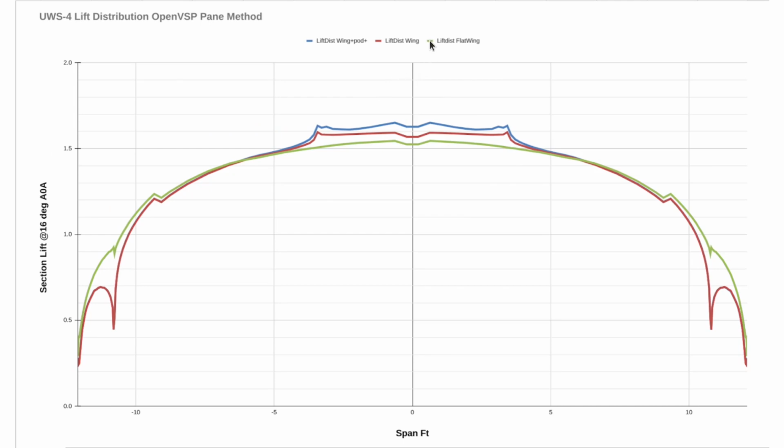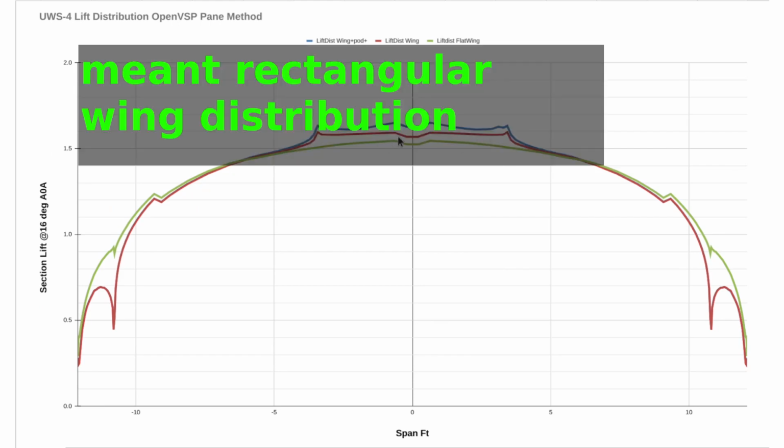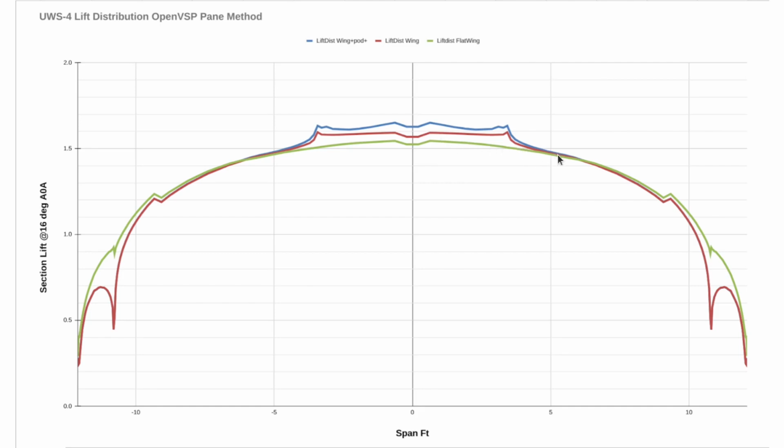And that is this kind of greenish line here. So I wanted to see what would happen. Well, as you can see, we now have a pretty much elliptical shape to our lift distribution, even here in the center section and coming out. So the dihedral is causing this very interesting flat spot up here. When it's perfectly flat, we got rid of that.